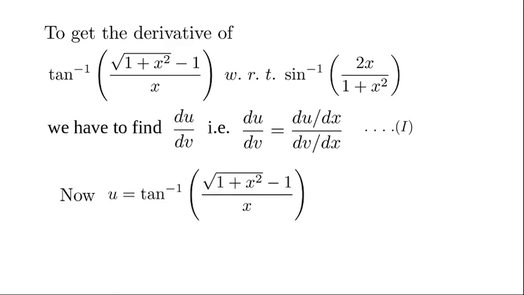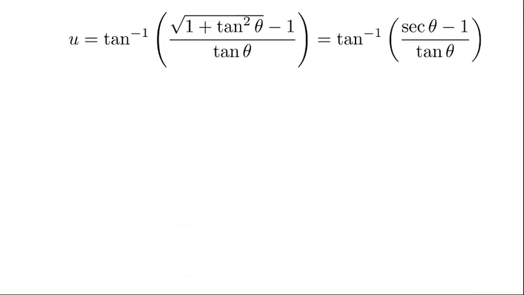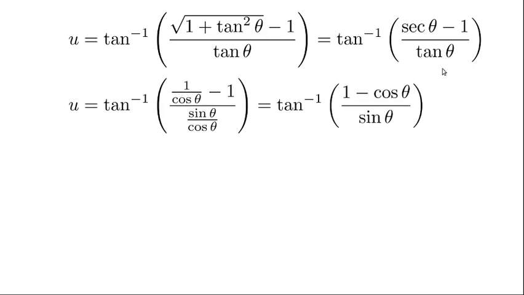Now u equal to tan inverse of root of 1 plus x square minus 1 upon x. So put x equal to tan theta. We get theta equal to tan inverse of x. So u equal to tan inverse of root of 1 plus tan square theta minus 1 upon tan theta. 1 plus tan square theta is sec square theta, root of sec square theta is sec theta, minus 1 upon tan theta. Therefore, u is expressed in terms of sin and cos, tan inverse of 1 upon cos theta minus 1 upon sin theta by cos theta. And that is cross multiplied here, 1 minus cos theta upon sin theta.